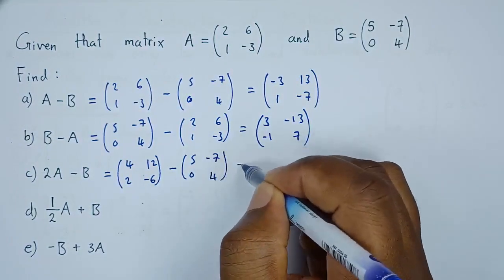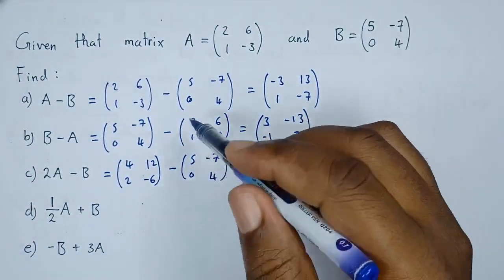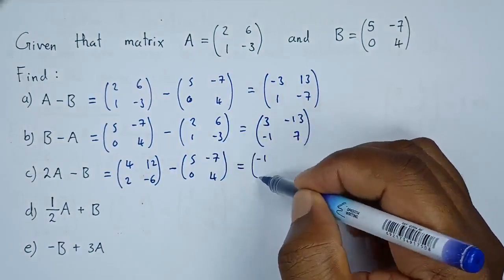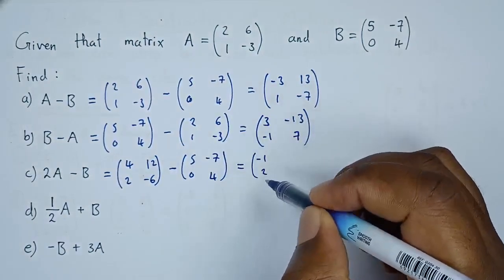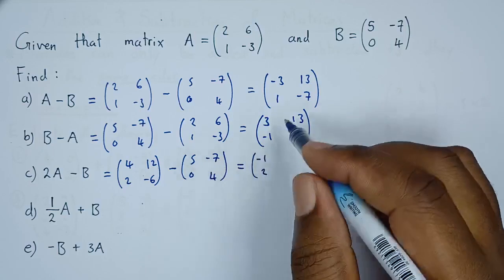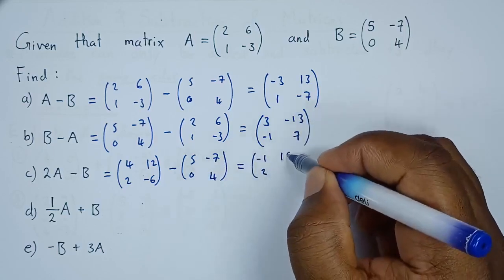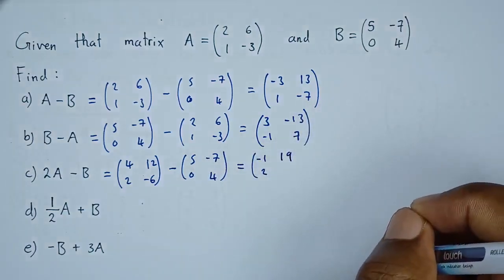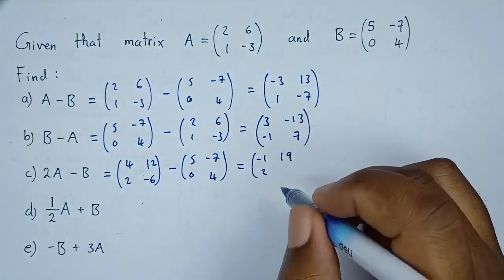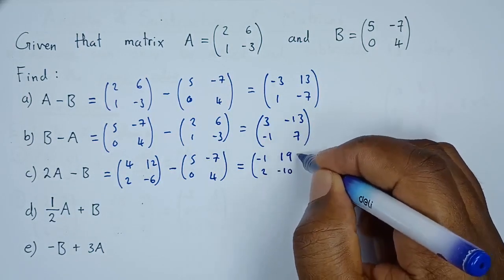So let's do the subtraction. So 4 minus 5, minus 1, 2 minus 0, 2, 12 minus negative 7, we'll have a positive 19, like that. Then negative 6 minus 4, we'll have a minus 10. Okay.